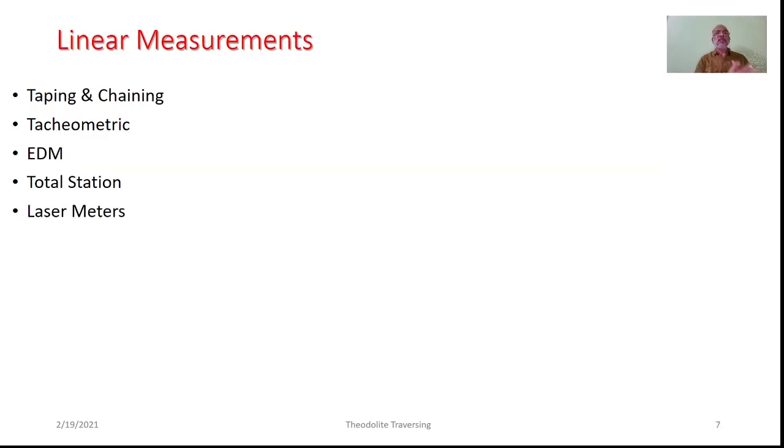Next stage will be taking the linear measurements. As discussed previously, we can make use of taping, chaining, as well as echometric methods. We can go for electronic distance measuring equipment in addition to total station as well as even laser meters. The way each of these particular heads is concerned, please refer to the channel. You will find the relevant material for each of these points.